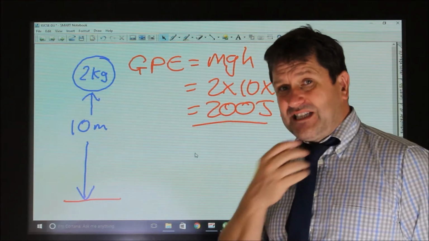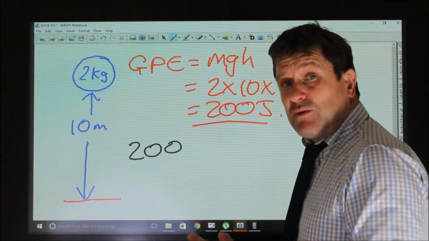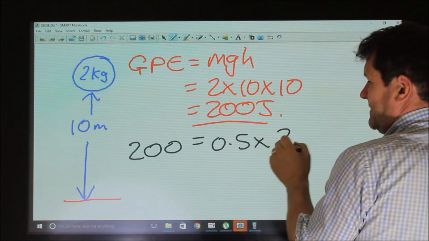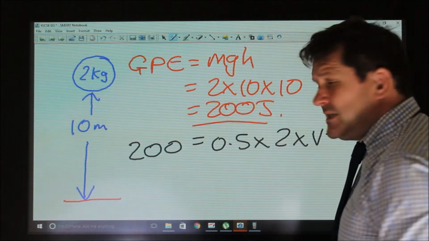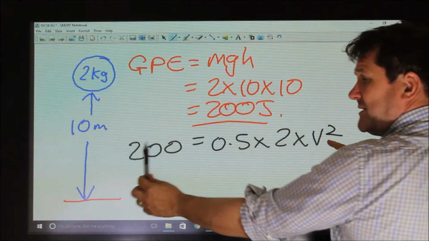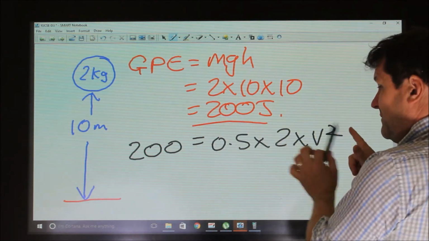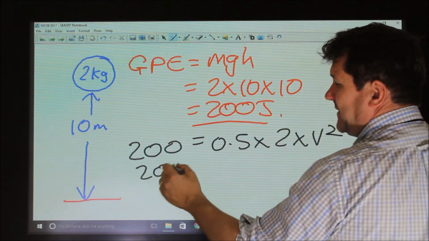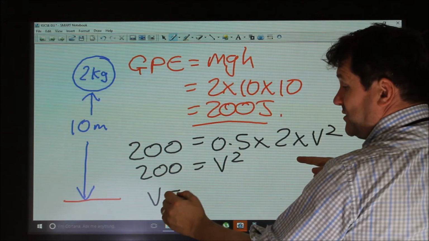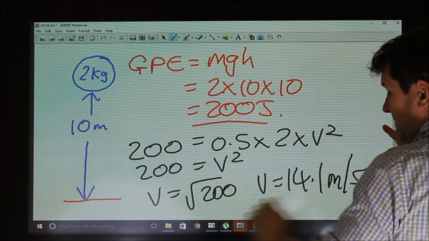So if we wanted to know how fast it would hit the ground, we know that 200 joules, which is what it started with, equals a half times mass times v squared. All of it is now kinetic, which is a half mv squared. So 200, a half of 2 is 1, so 200 equals 1 times v squared. So v equals the square root of 200, which is approximately 14.1 meters per second.